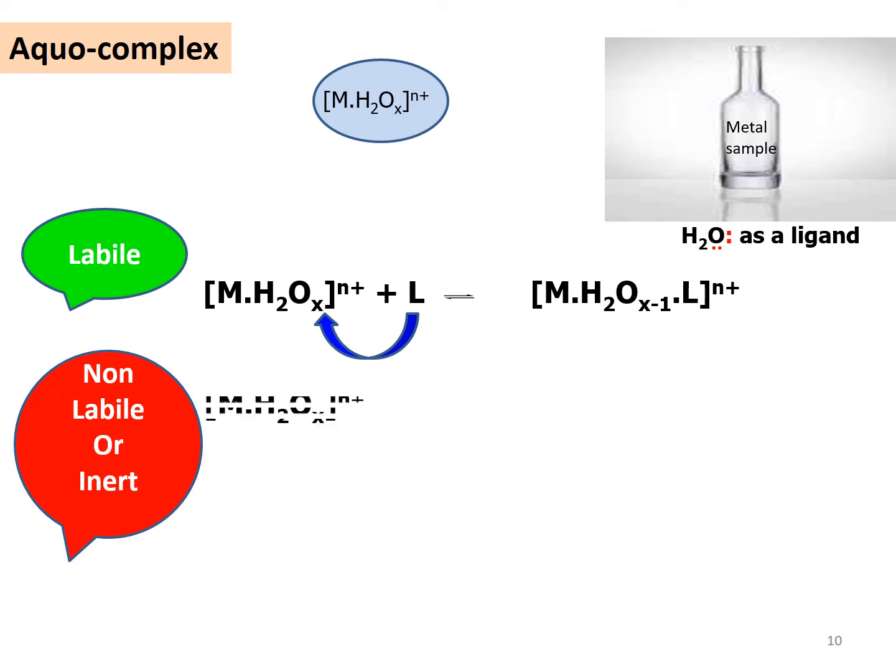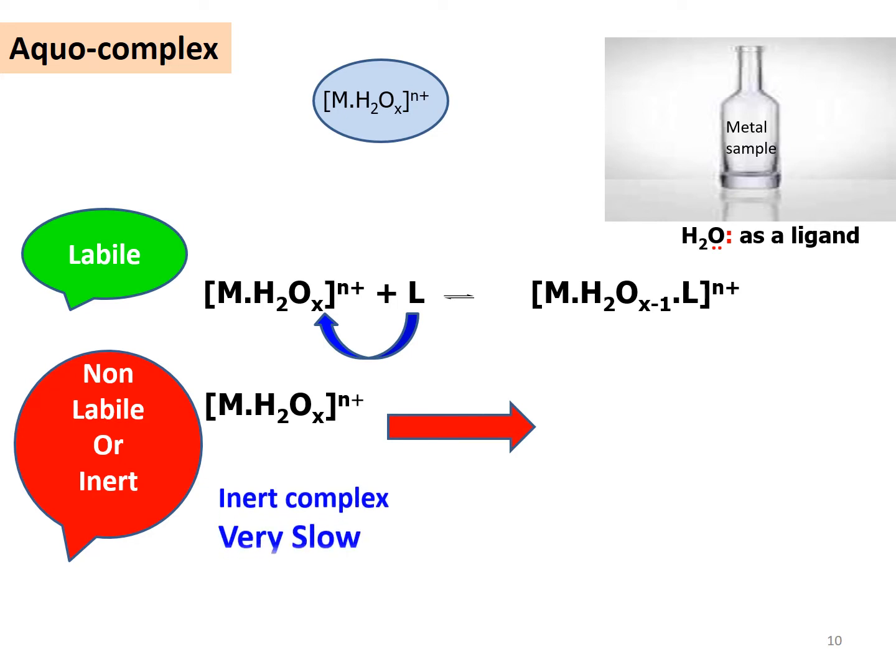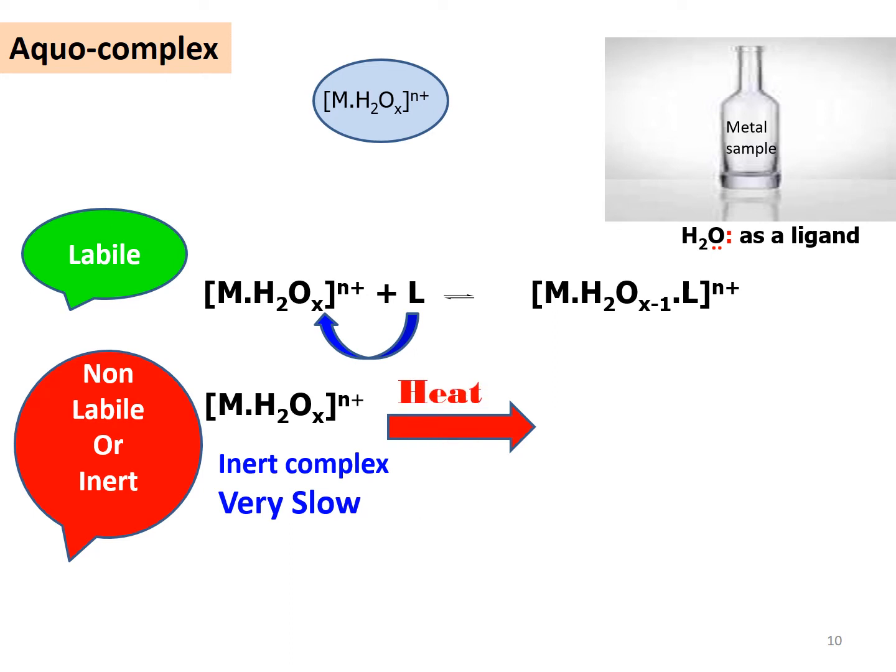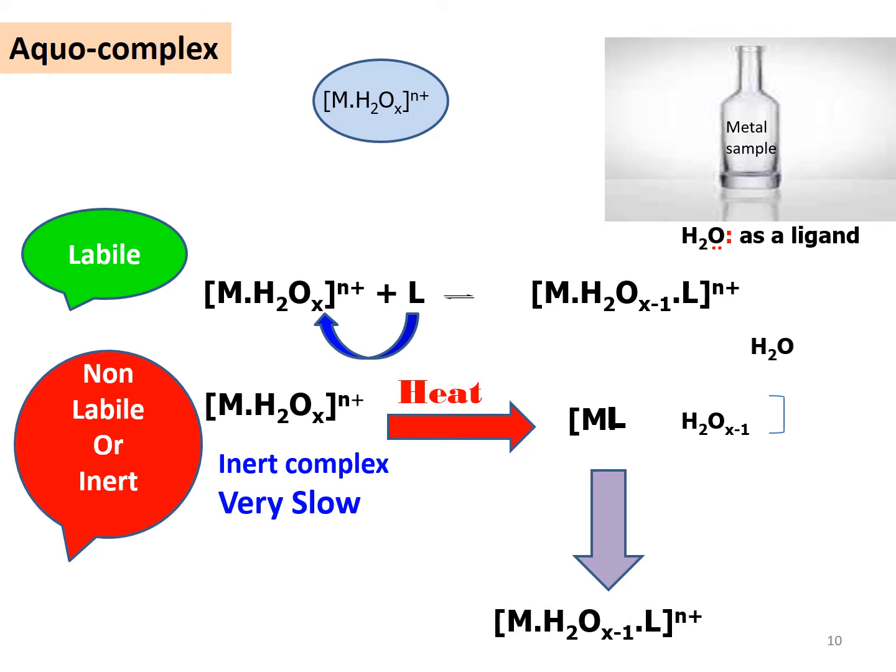However, non-labile or inert Aquo-complexes are very slow to be replaced. Here the ligand has some difficulty replacing the water molecules, and it needs heating, sometimes vigorous shaking, just to be replaced. In that case, we call it a non-labile or inert Aquo-complex.